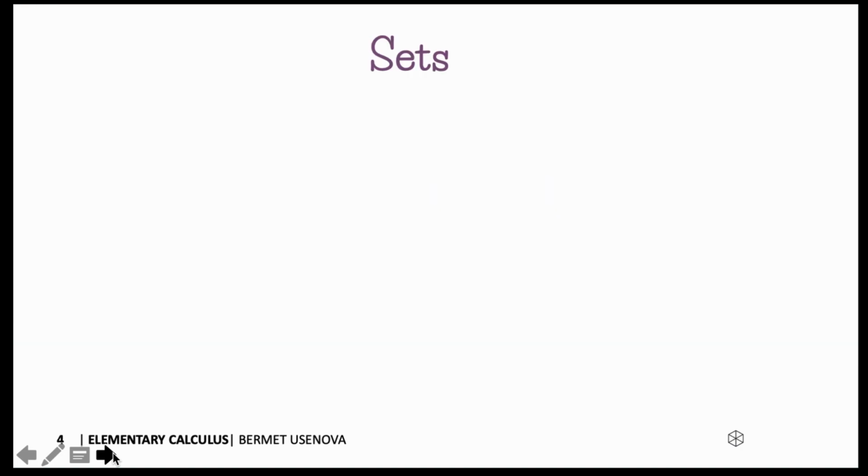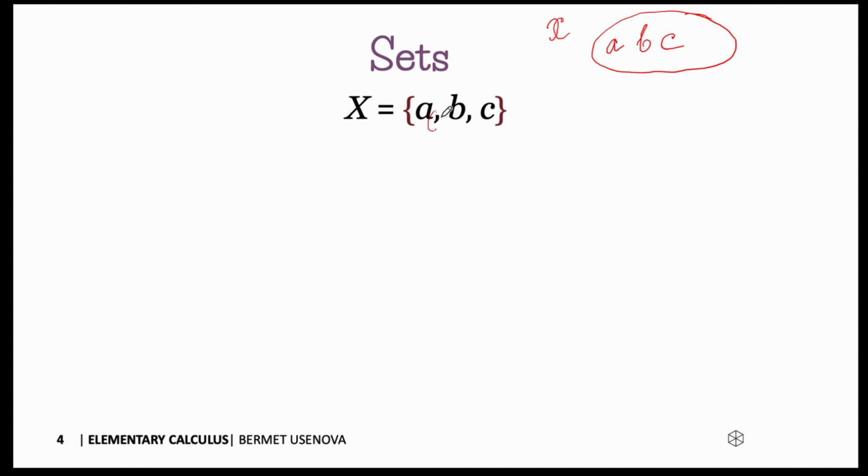So basically, what is a set? A set is a collection of distinct objects that we call elements. Let's say we have some arbitrary set X. It contains some elements A, B, and C. So these three letters belong to set X. We can write it in the following way. As you may see, we write all the elements in curly brackets and separate them with a comma.